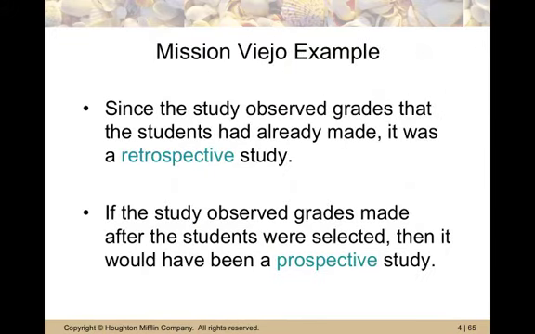Since the study observed grades that the students had already made, it was a retrospective study. If the study observed grades made after the students were selected, then it would have been a prospective study. So retrospective studies study what has happened in the past, and prospective studies select individuals and study what happens in the future.